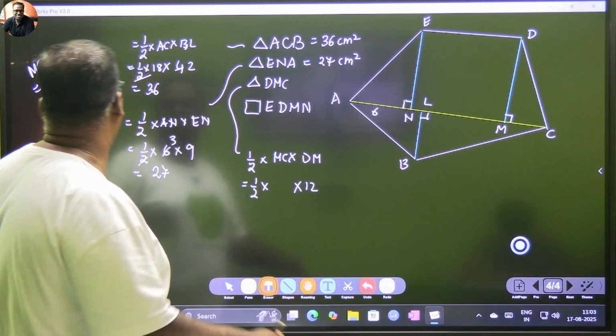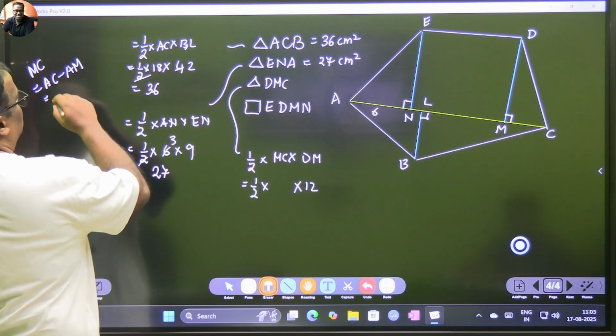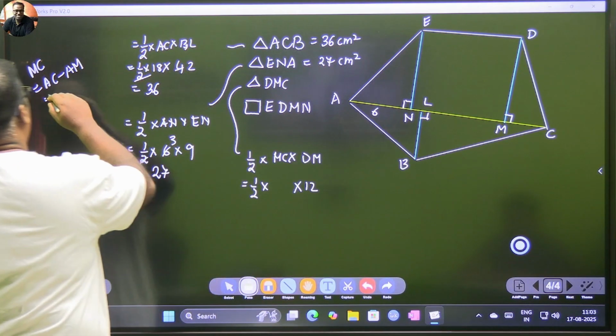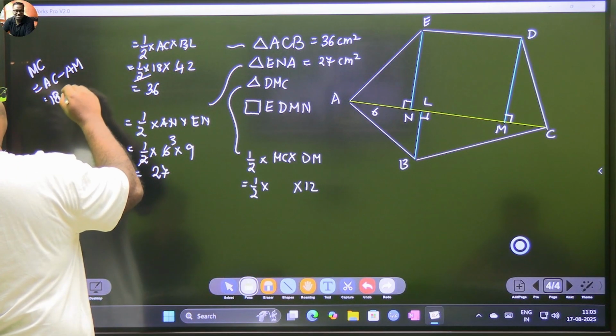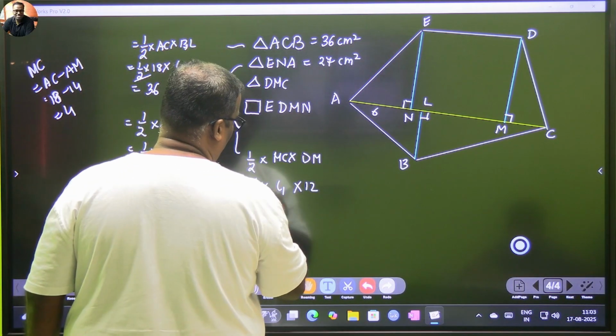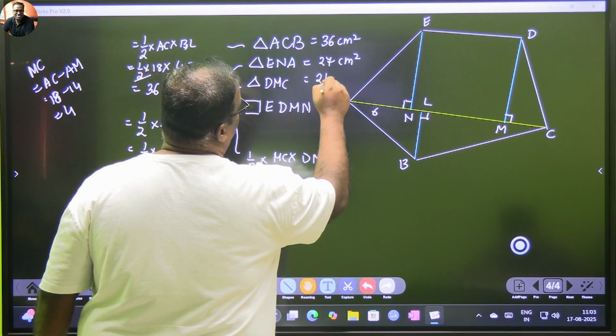AM is given. How much is the value of AM? 14. So this is 18 minus 14, which is equal to 4. So MC is 4. 2 2s are 4, 12 2s are 24. So this is 24 cm square.